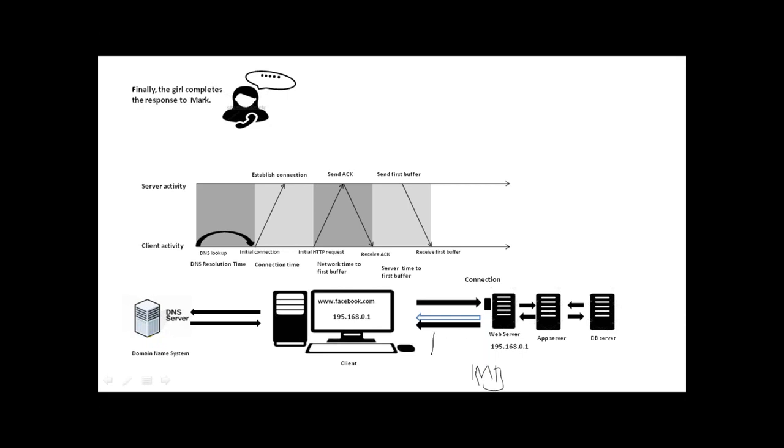All that 1 MB of data will not be in one packet. This 1 MB of data could be in maybe 100 packets or 200 packets. The server will create the response and start sending this 1 MB of data to the client. So it will be in multiple data packets, and all will not be concurrent. It will be one after another. So as soon as you receive the first packet, that time is nothing but server time to first buffer.